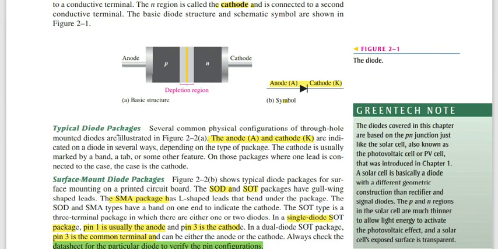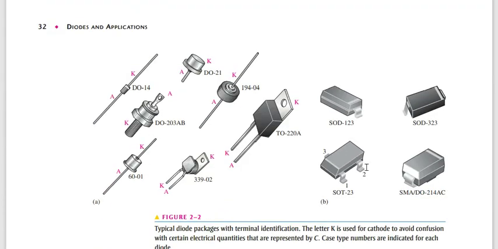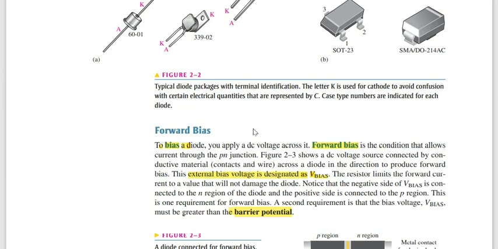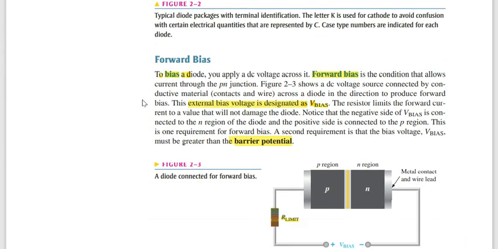The next point is typical diode packages or surface mount diode packages. This point tells us about several types of diodes. We will study the working of a diode. First, forward bias diode.